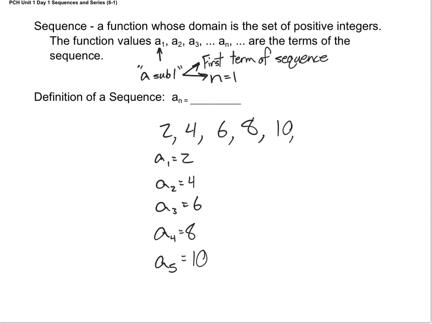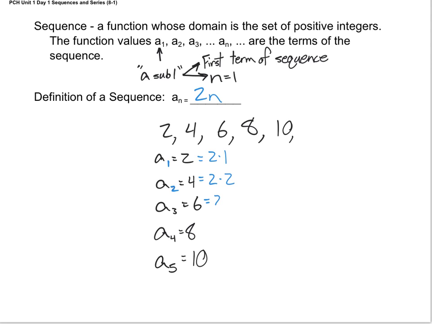Now just thinking about this logically, is there some way that you could generalize this to relate the value of n in each case to the value in the sequence? Yeah, that's right. a sub n equals 2n, because here n is 1, and the value ended up being 2, so it was 2 times 1. For a sub 2, n equals 2, it's 2 times 2.